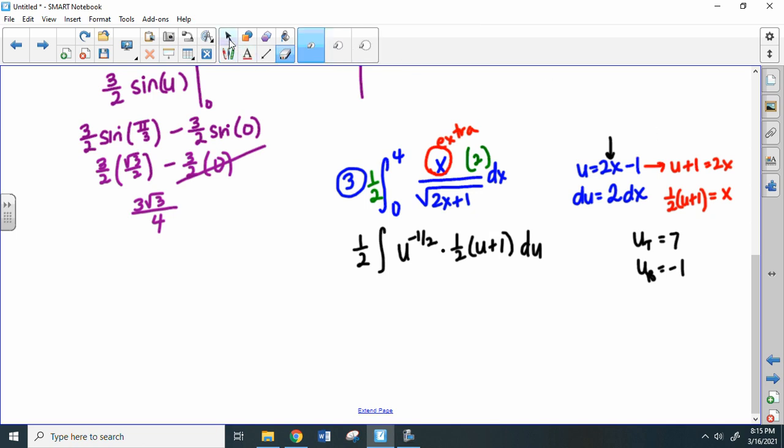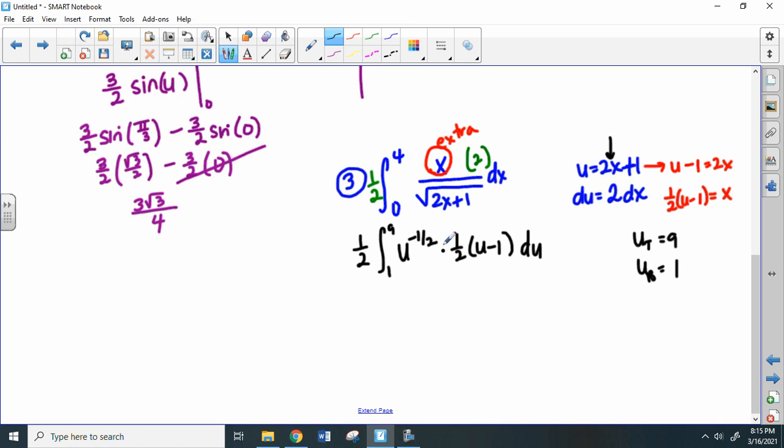This is supposed to be 2x plus 1. So then this becomes u minus 1, and this becomes u minus 1. This becomes u minus 1. Sorry, guys. I knew that looked weird, because I've done this problem before. All right, so then that definitely changes my bounds. All right, 2x plus 1 is 9, and then 1. All right, so my new bounds are 1 and 9.